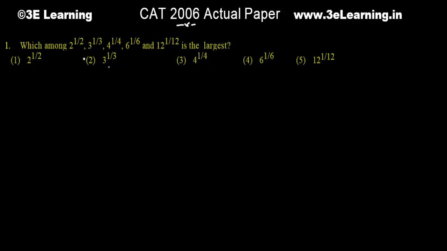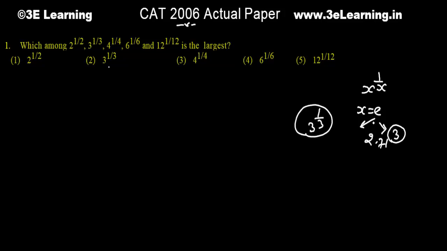I have shared a complete concept video on this concept. The concept is x raised to power 1 by x is the largest when x is nothing but e. If we are talking about integers, the integer closest to e is the one. e is 2.71, so the closest value is 3, so 3 raised to power 1 by 3 is the largest. When we move far in both directions, we can compare the values in each direction separately.